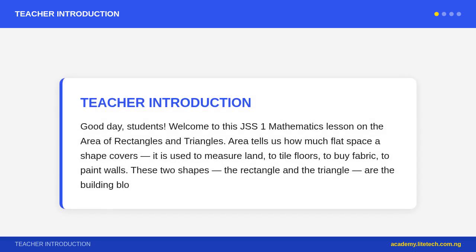Area tells us how much flat space a shape covers. It is used to measure land, to tile floors, to buy fabric, to paint walls. These two shapes, the rectangle and the triangle, are the building blocks for calculating the area of almost every other plane shape, because any polygon can be divided into rectangles and triangles. Let us master these two thoroughly.